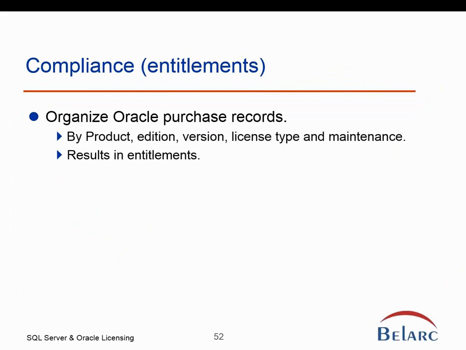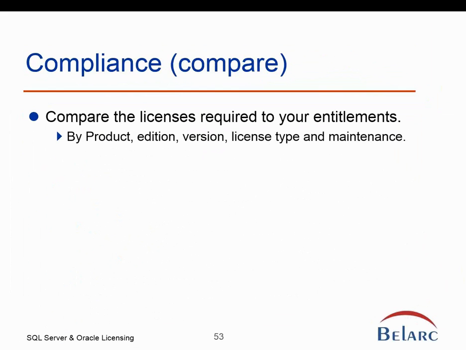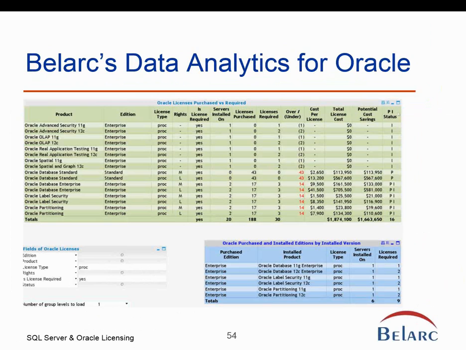Yeah, I guess I covered that. And then on the purchase side, it's the same thing. Get all your purchase records together, organized by the same characteristics of the product, the edition, the version, the license type. And then finally, you compare the 2 sides to each other, what you purchased and what you installed. And as with the SQL Server, our data analytics module has a set of reports that automate the discovery and the computation of the licenses you're required, and it'll reconcile that with your purchase records.